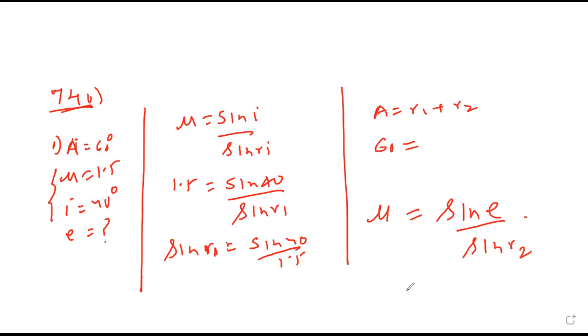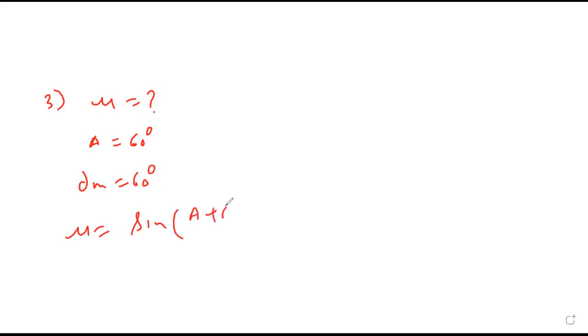Yes, sir. Next, second one, just see. This is simple. When angle of minimum deviation is given, you can use the prism formula. So second, you can manage. Third one, calculate refractive index for equilateral prism. Means A is given 60 and angle of deviation is also 60. Try this one. So mu equals sine of (A plus delta m) upon 2 divided by sine of A by 2.